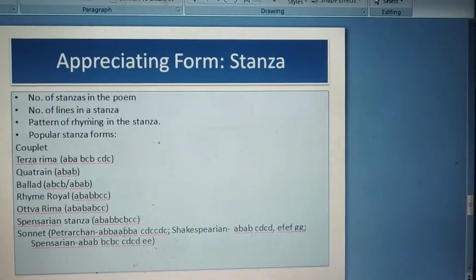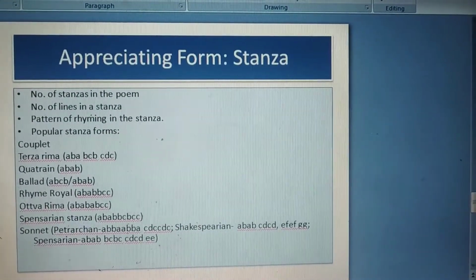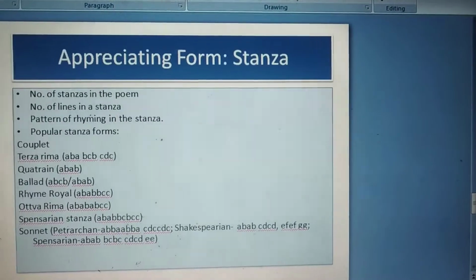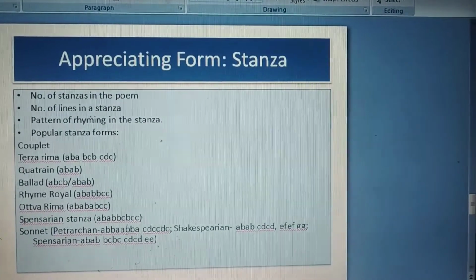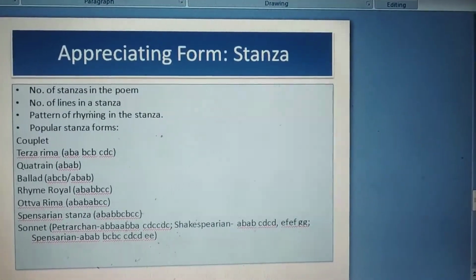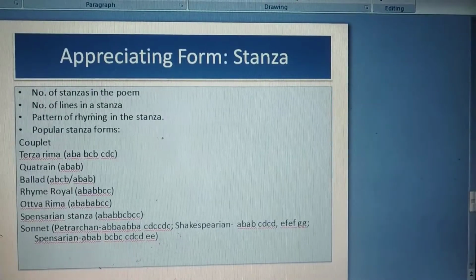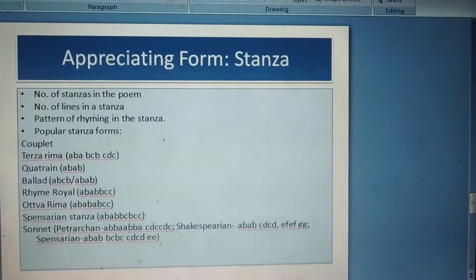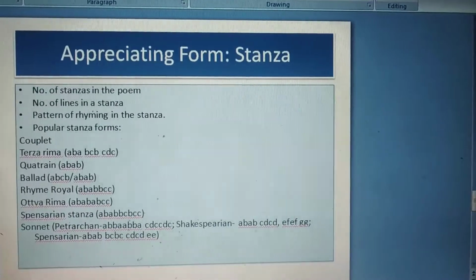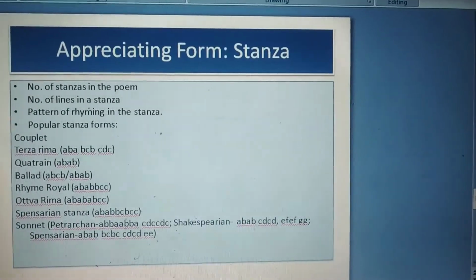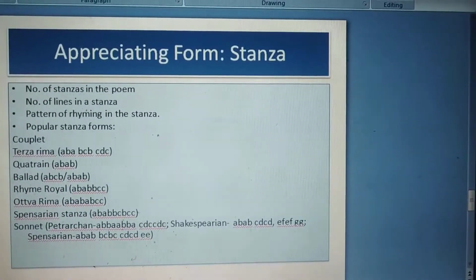BBCC. Then ottava rima ABAB ABCC. We have Spenserian stanza ABAB BCBCC. And of course we have sonnet. In sonnet we have three types of sonnets.